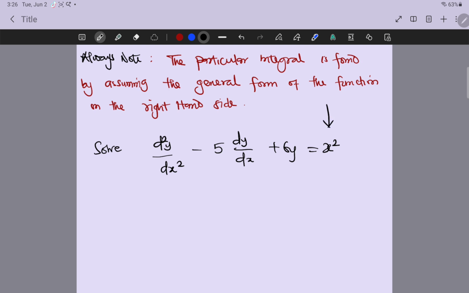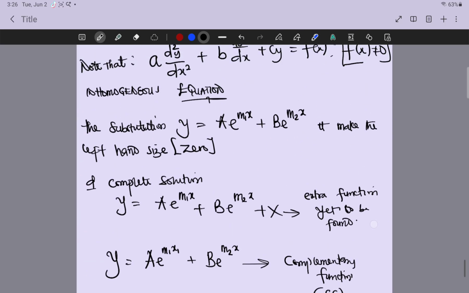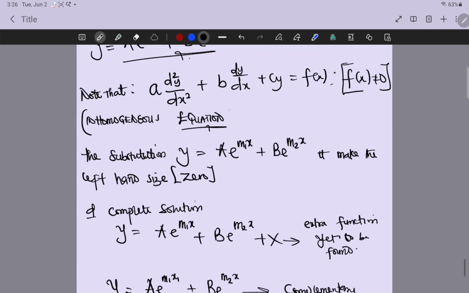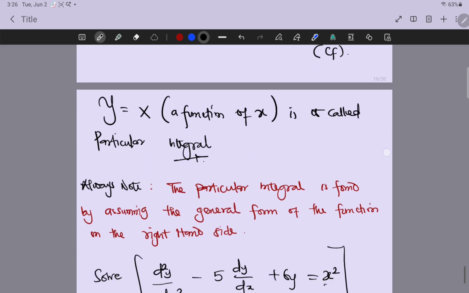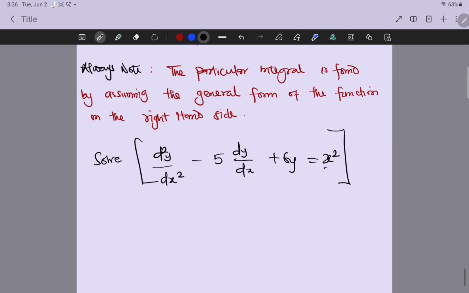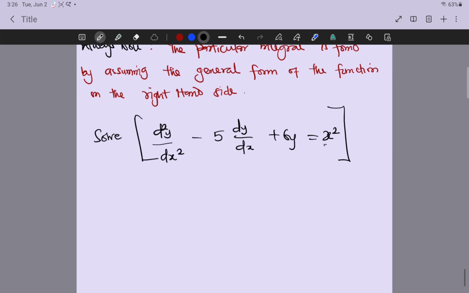We are saying that when f of x is not equal to 0, look at it. In this particular example, you will discover that this is equal to x squared. So it is not called a homogeneous equation. Rather, this is known to be an inhomogeneous equation, as the word implies, as long as f of x is not equal to 0. So let's solve it.